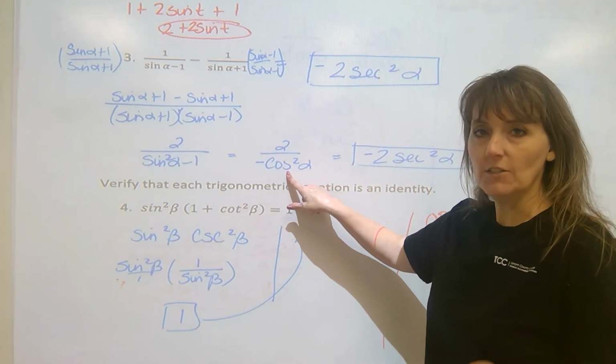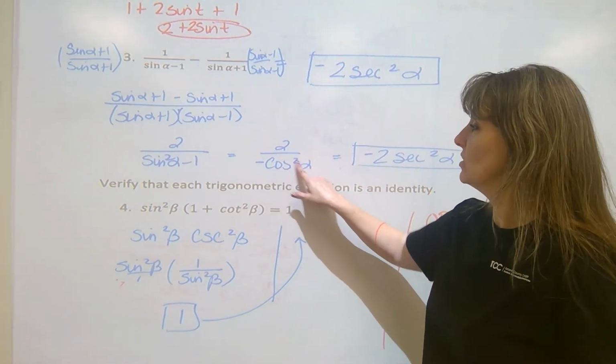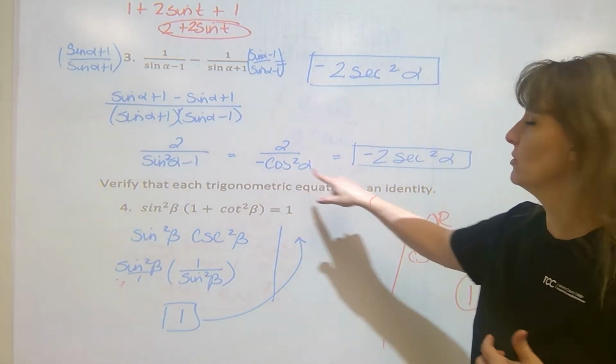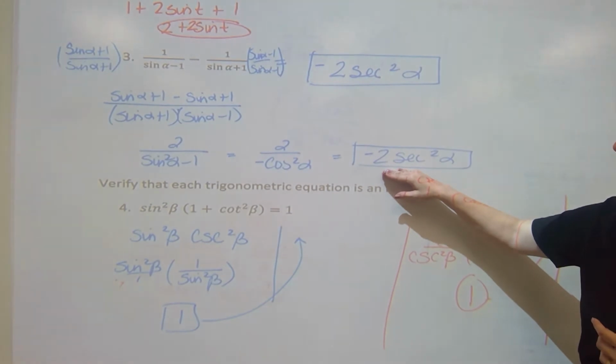I don't want to leave a quotient, so I'm not done. I need to do something about this. The way I'm going to take care of that quotient is to use the reciprocal identity. So I have negative 2 secant square alpha.